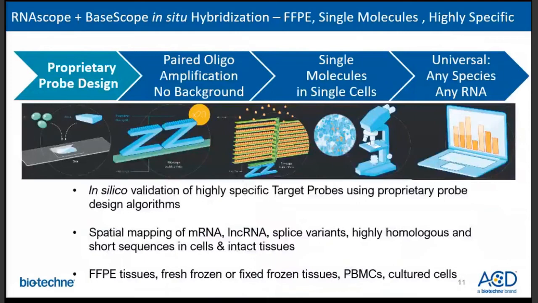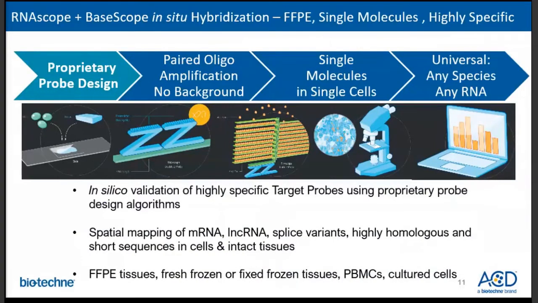As a review or summary of the first part of my talk, we want to make sure that you understand that RNAscope and BaseScope in situ hybridization is for FFPE tissues, single molecules, and highly specific. So we focus on our proprietary probe design for the remainder of the talk, and we will talk more about this paired oligo amplification that has no background signal, and the single molecules and single cells, and these targets can be in any species and any RNA.